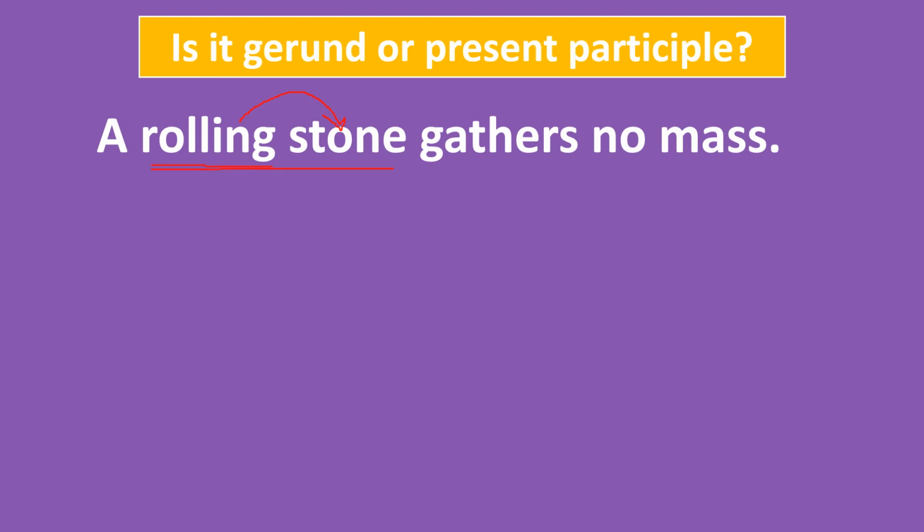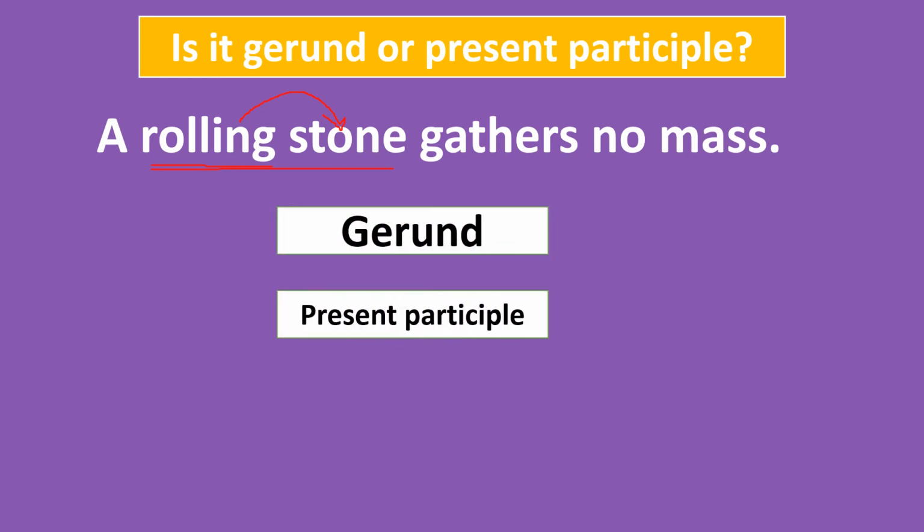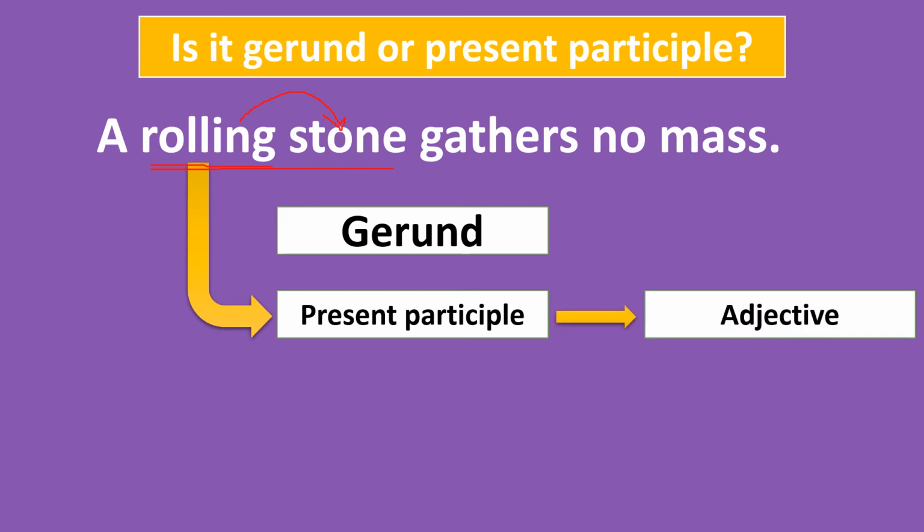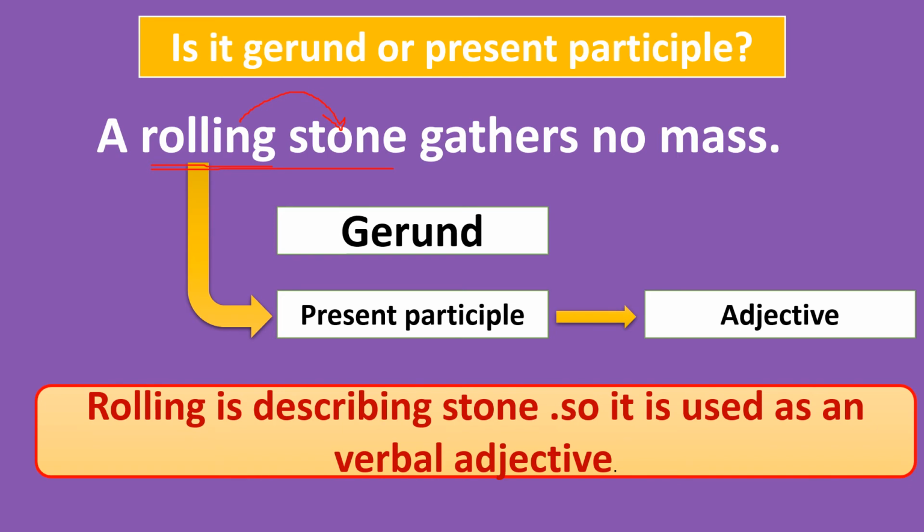It is an adjective. Why? It is describing the noun stone. When a word describes a noun or a pronoun, that word is named as an adjective. So here rolling is a gerund or a present participle? It is present participle or verbal adjective. Why? Rolling is describing stone, so it is used as verbal adjective.